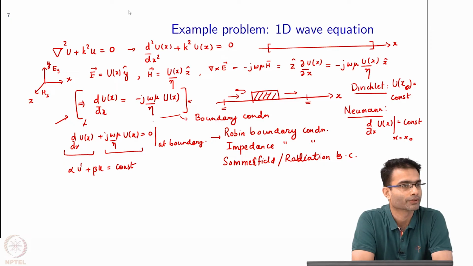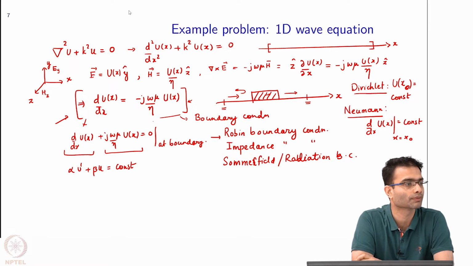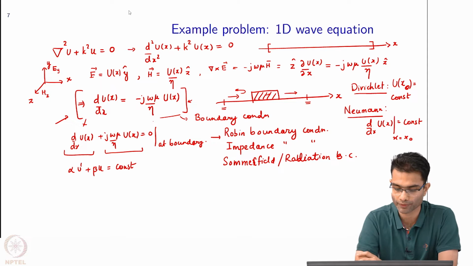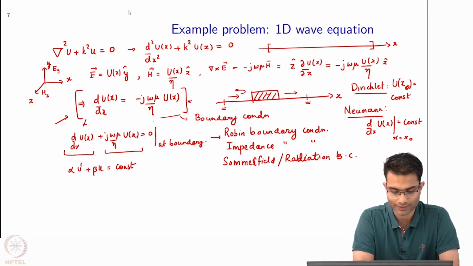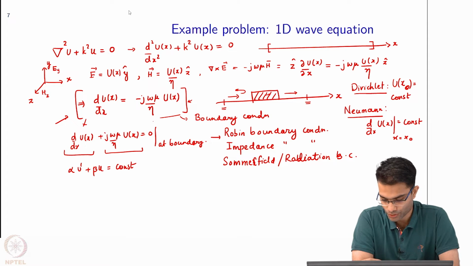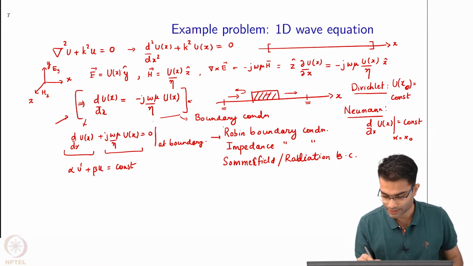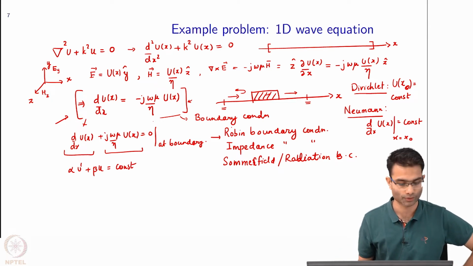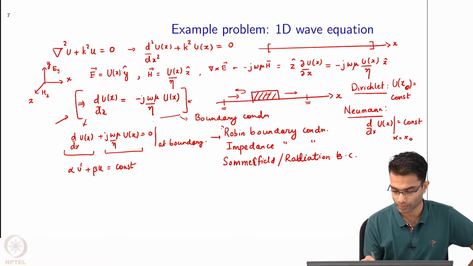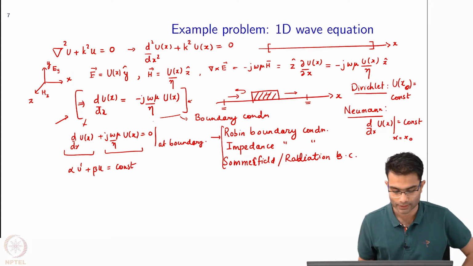Okay, so continuing our discussion of the 1D wave equation into which we will apply the FEM. So far we have not come to the FEM, we have just discussed the wave equation and shown you the boundary condition that is required, right? And we said that this is a new kind of boundary condition, not Dirichlet, not Neumann, but a combination of the two, which is called the Robin boundary condition, or Sommerfeld radiation condition.